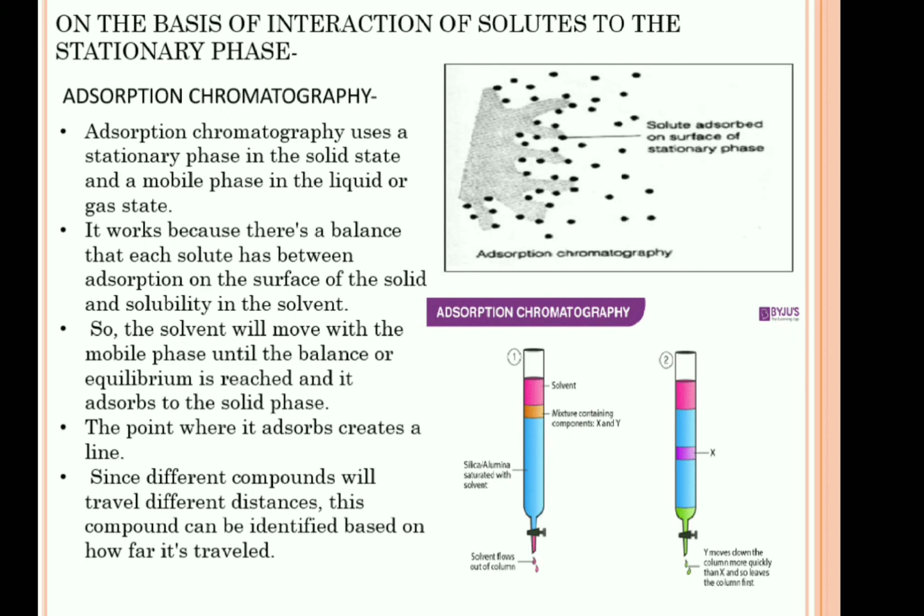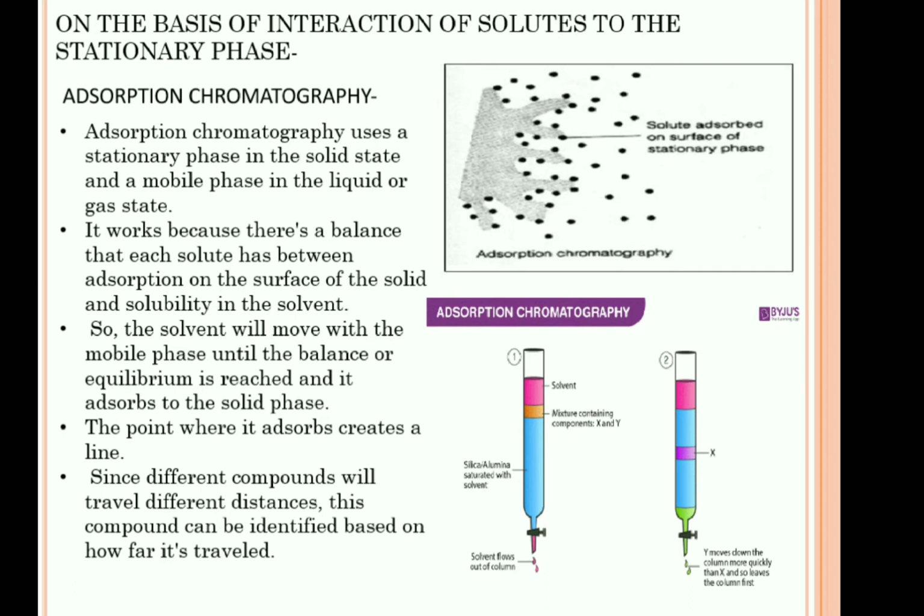So the first one is adsorption chromatography. This is the type of mechanism which can be followed in different types of techniques. We will see it later. This adsorption chromatography uses two types of phase, that is the stationary phase and the mobile phase. Here the stationary phase is in solid state, and the mobile phase can be liquid or gas.